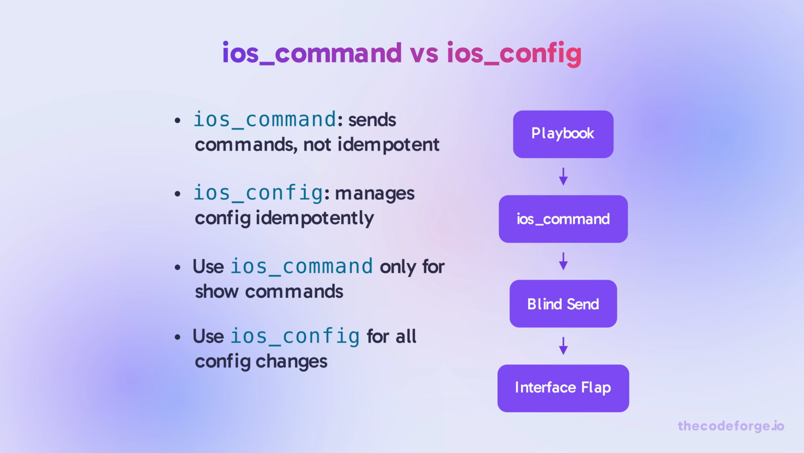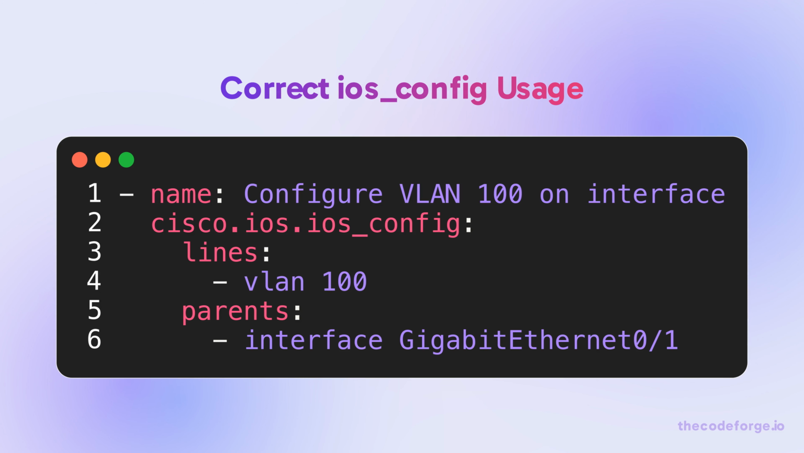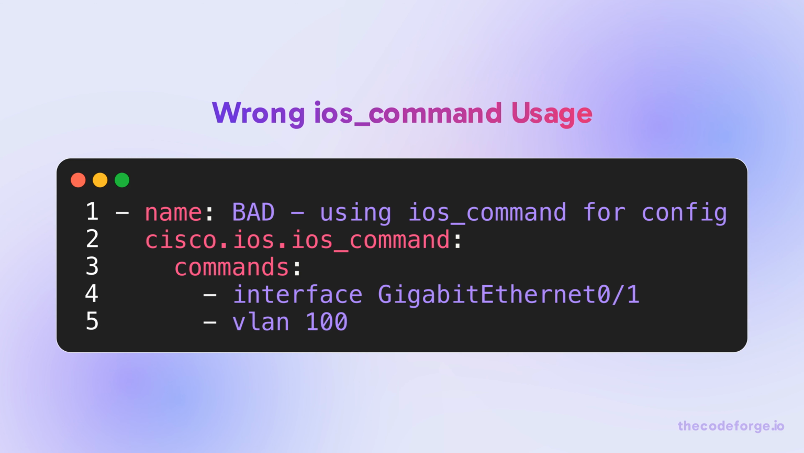The two most common cisco.ios modules are ios_command and ios_config. ios_command sends arbitrary CLI commands and returns output. It is not idempotent. ios_config manages configuration sections idempotently by comparing with the running config. This will only apply VLAN 100 if it's not already present under the interface. It's idempotent. This sends the commands blindly, causing the switch to reapply VLAN 100, which resets the interface. This is the root cause of the outage.